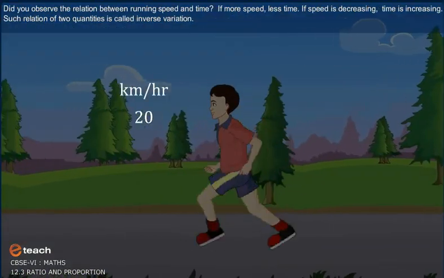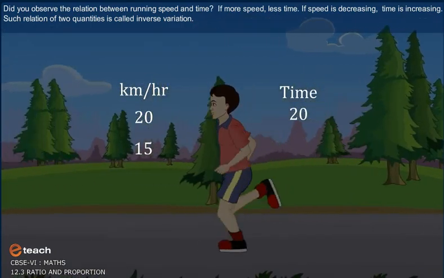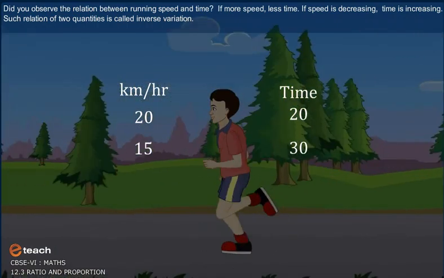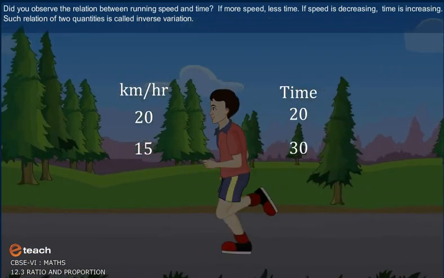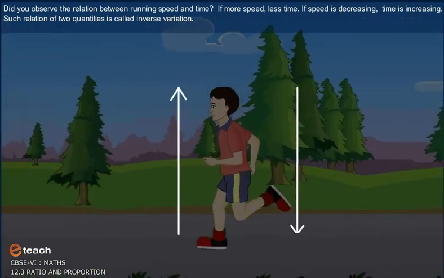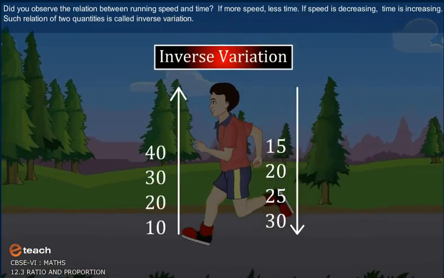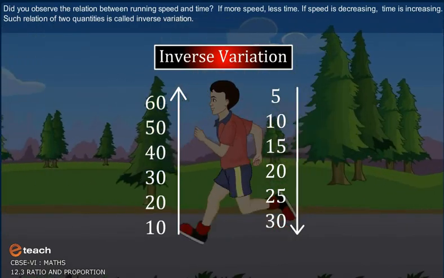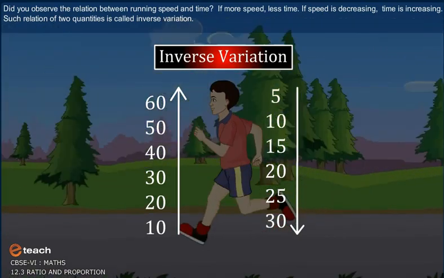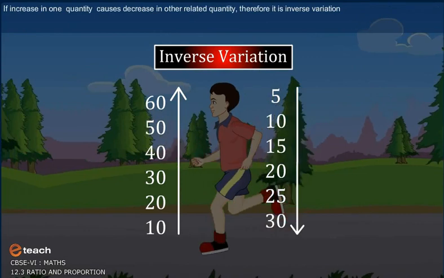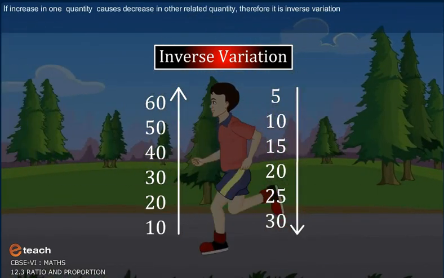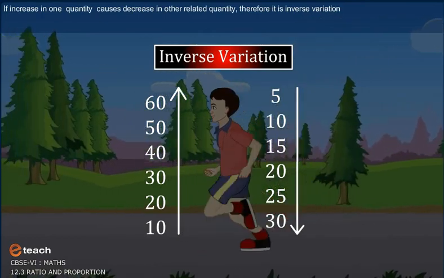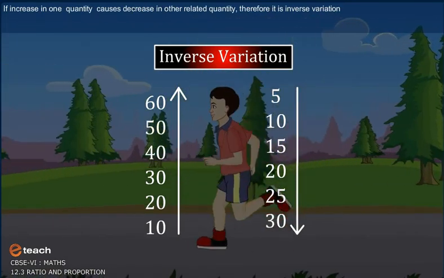Did you observe the relation between running speed and time? If more speed, less time. If speed is decreasing, time is increasing. Such relation of two quantities is called inverse variation. If increase in one quantity causes decrease in the other related quantity, it is inverse variation.